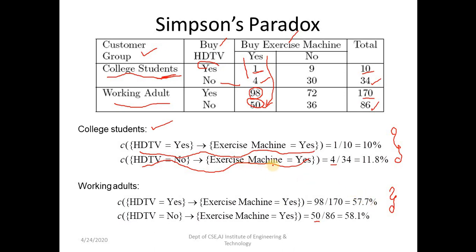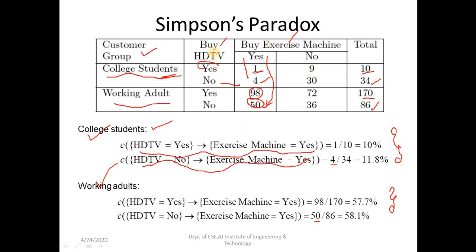Now, if you see both these confidences, it reveals that the confidence of customers who do not buy HDTV but buy exercise machine is greater than the confidence of customers who buy both HDTV and exercise machine. So a deeper analysis here reveals that the sales of these items depend on whether a customer is a college student or a working adult.